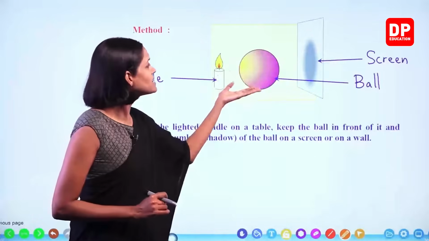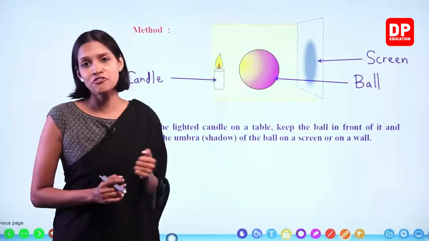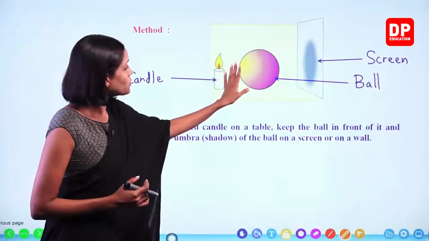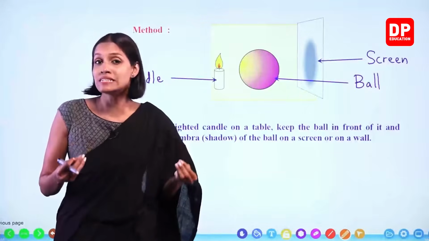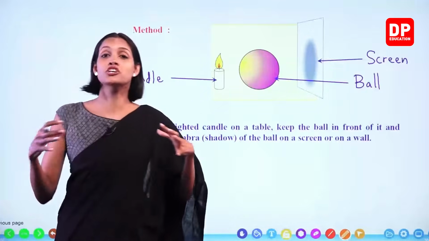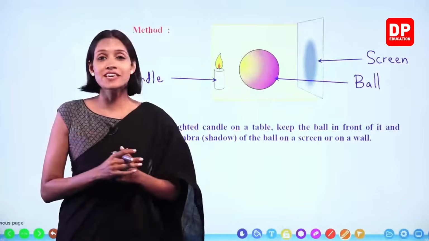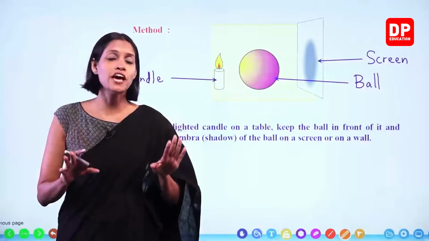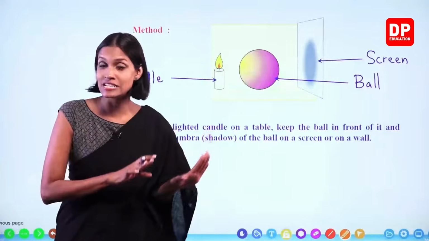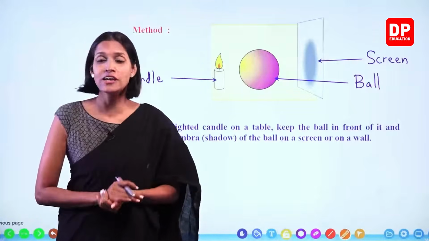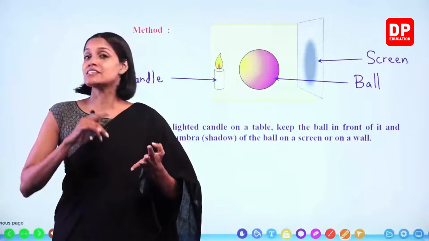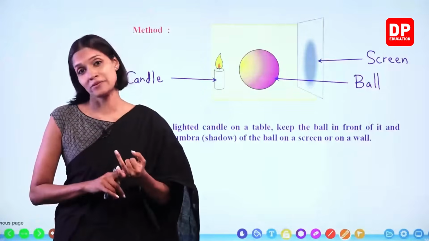Right? So what is the reason for the formation of umbra or the shadow, children? What is the reason? Right? You all know that when you consider the materials based on the transmission of light, the materials can be divided into three types. What are they, children? You all have already learned these materials in grade 6. Right? So what are these materials? Transparent materials, translucent materials, and opaque materials.